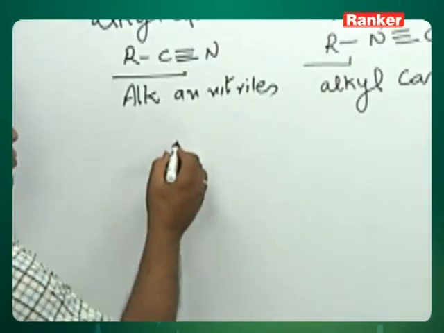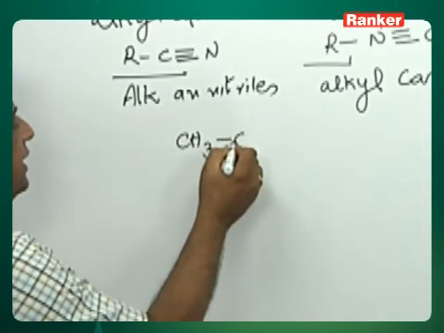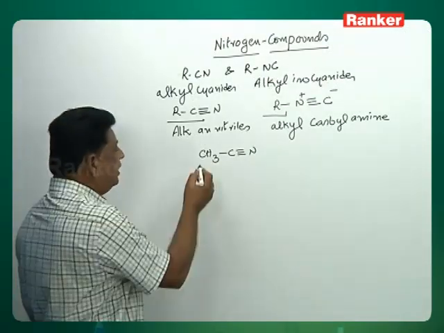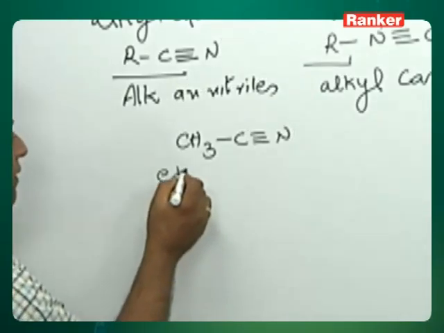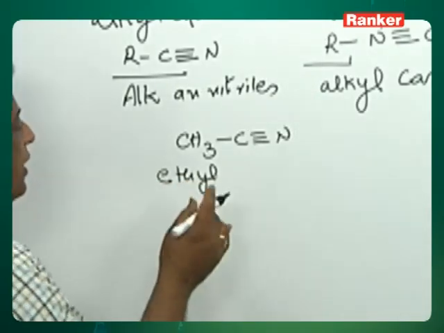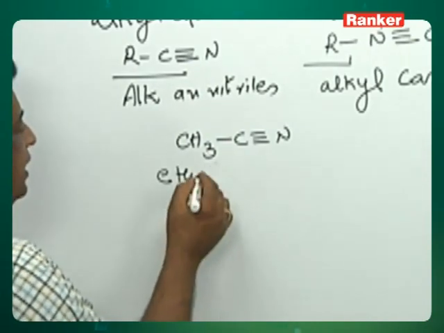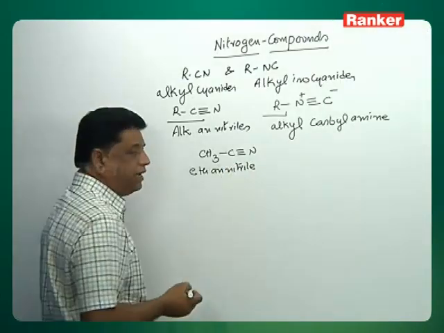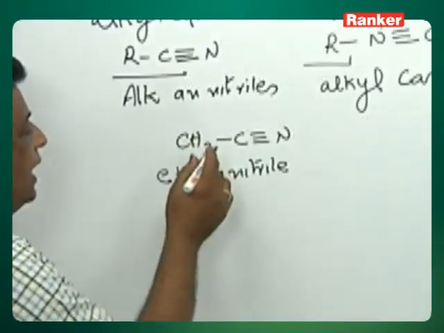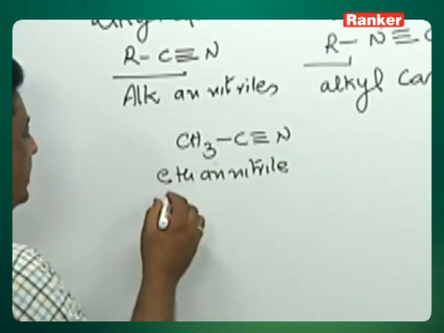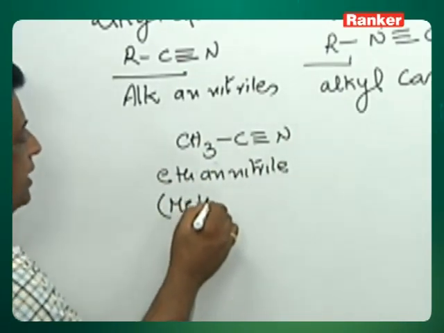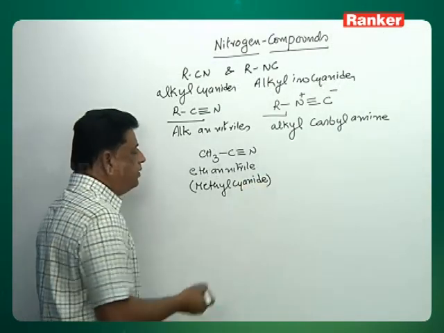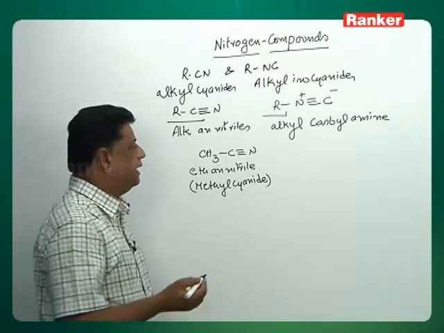For example, if CH3, C triple bond N is there, now it's a specific example, including the carbon. So therefore, it is called ethane nitrile. Ethane nitrile is commonly known as methyl cyanide, a radico-functional name. Methyl cyanide is the common name. Ethane nitrile is the IUPAC name.